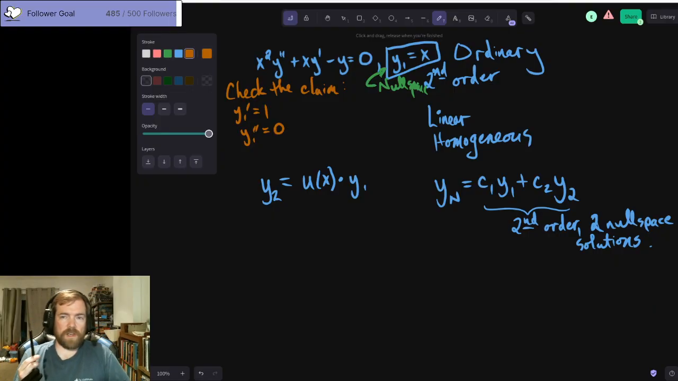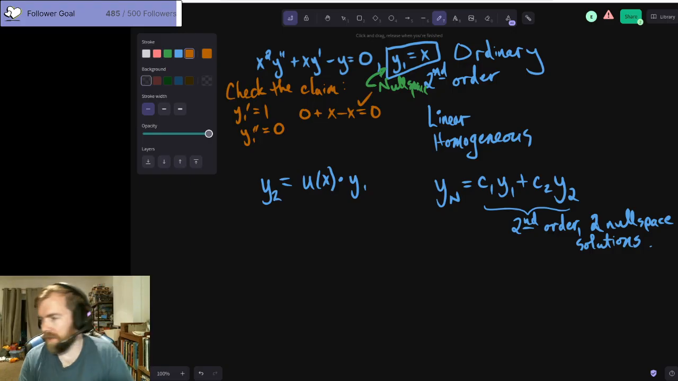So since y1 is x, y1 prime is going to be 1, and y1 double prime is going to be 0. So that makes it fairly easy to check. What do we get? Just 0 plus x minus x equals 0, so yeah, I think we could probably say that's true.